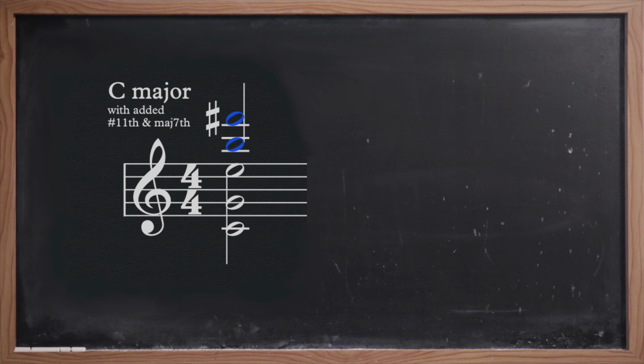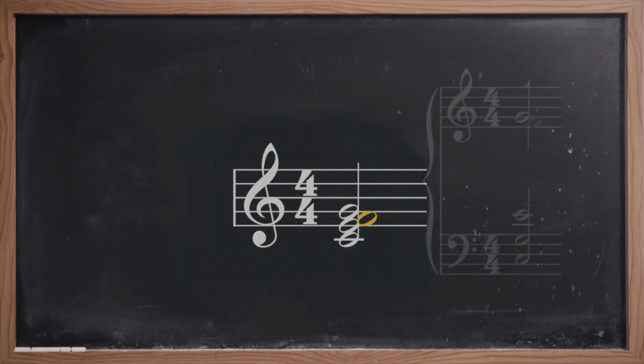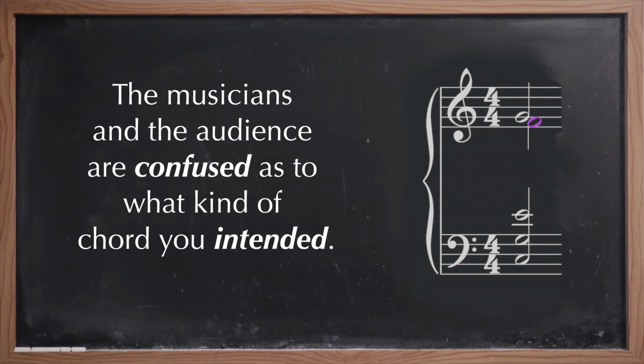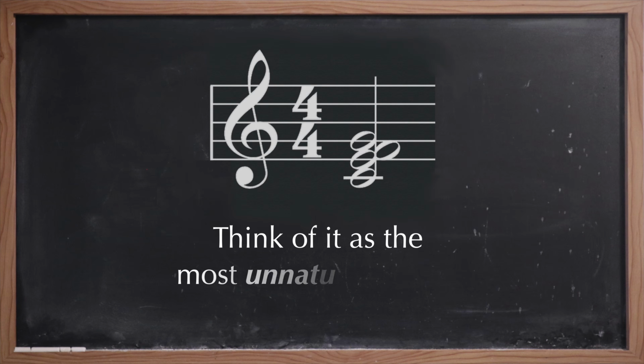Now, when you add this added fourth to the C major chord, it creates this ambiguous foundation, whereas the audience and the performer are also unsure what kind of chord this is because it contains both the major triad but also the suspended fourth. In other words, you can think of this chord as being the most unnatural chord for musicians to perform.